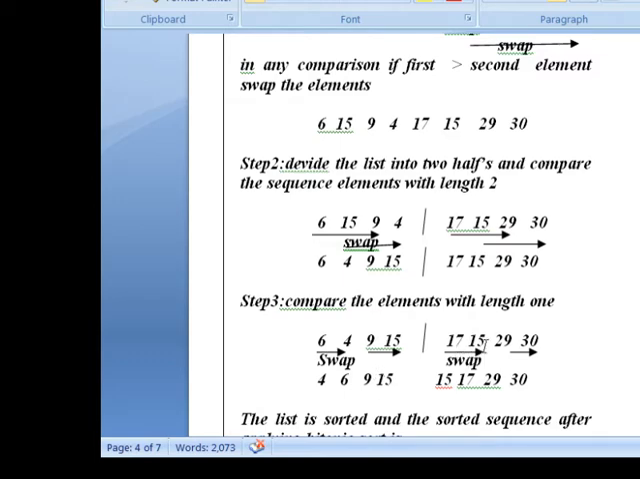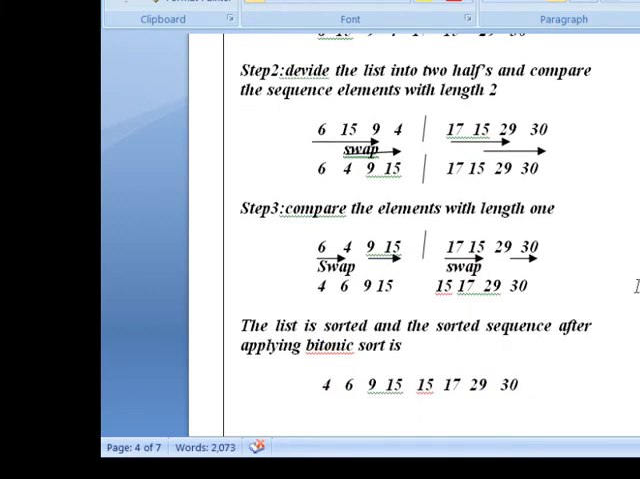Now come to this one. This is one comparator, 17, 15. So we will get 15, 17, because from the 17, 15 input to the comparator, it generates the least value as the first output. So 15 is the first, 17 is the second one. 29, 30 will stay 29, 30. Now after length 1 is over, your list is in sorted order. What is your sorted order? 4, 6, 9, 15, 15, 17, 29, 30. So this is the sorted order obtained by applying the bitonic sorter.